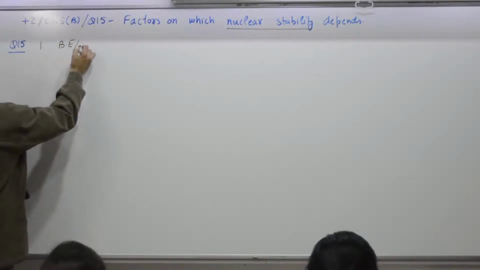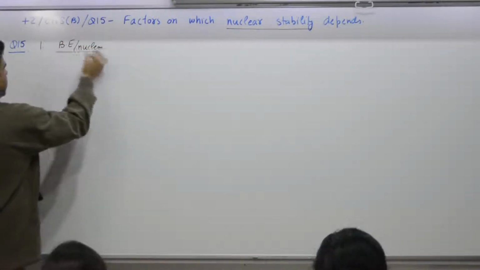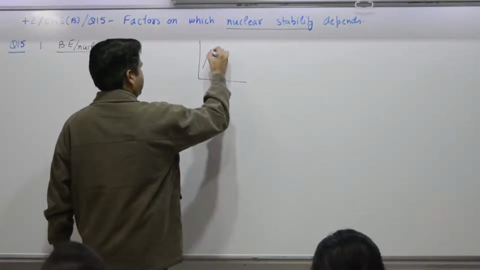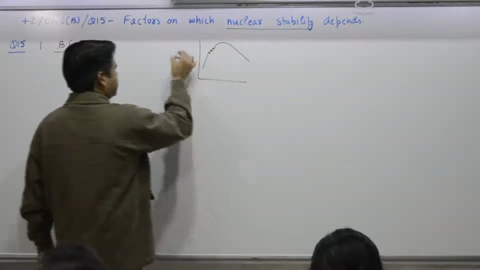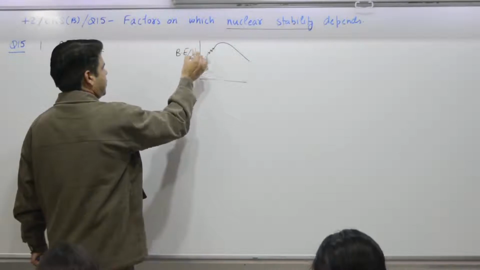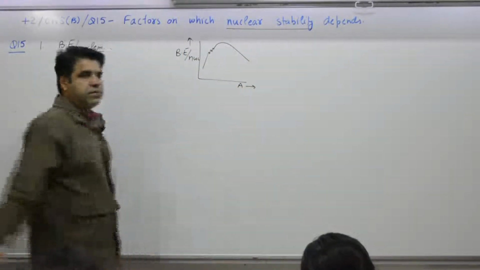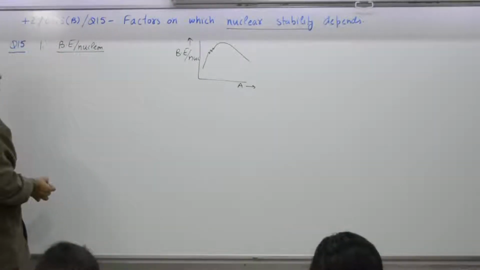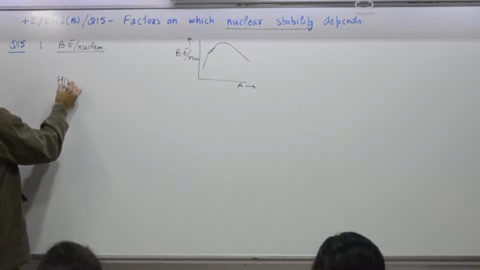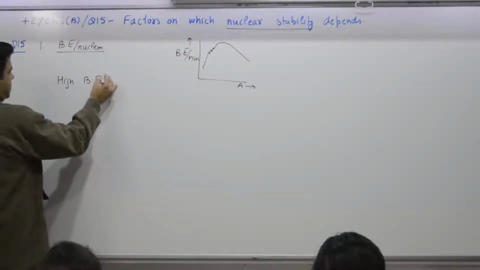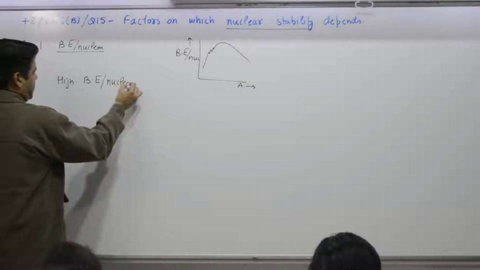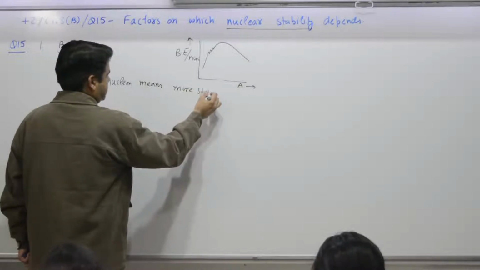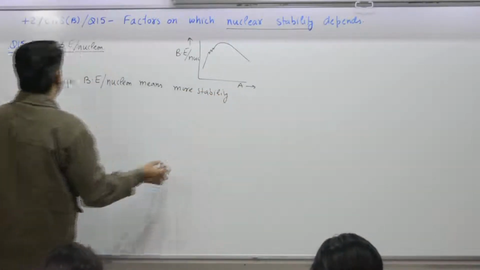Point number 1: binding energy per nucleon. What was the graph? It has been covered a number of times. This is the binding energy per nucleon graph, and this is the number of nucleons. Higher is the binding energy per nucleon, higher is the stability. High binding energy per nucleon means more stability. That is 1.